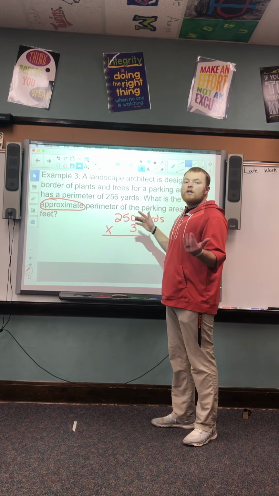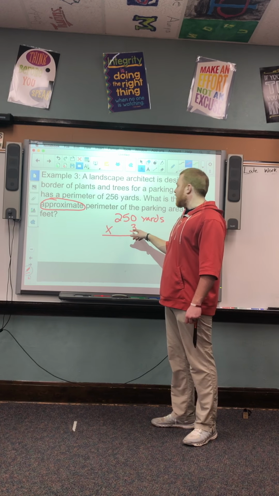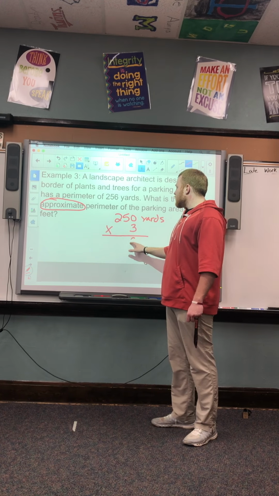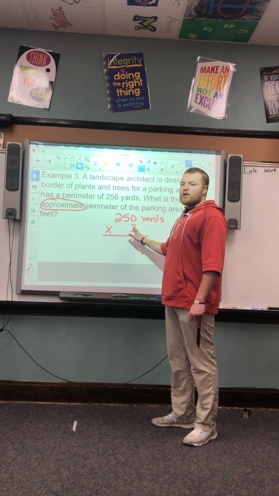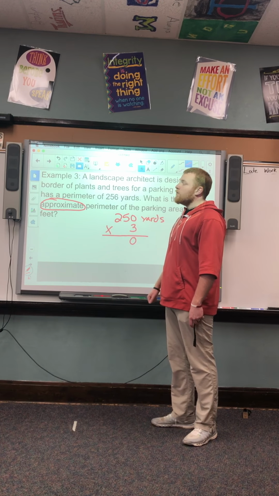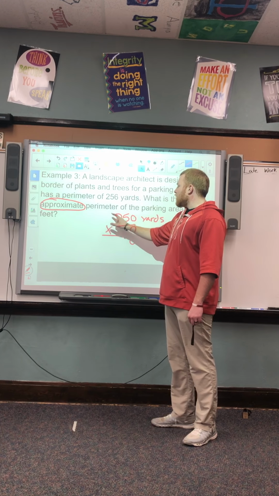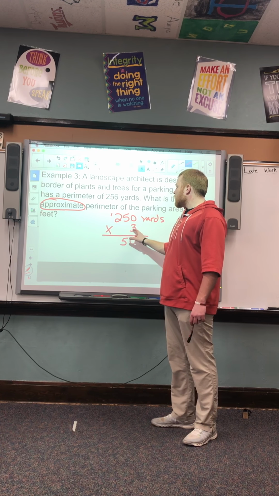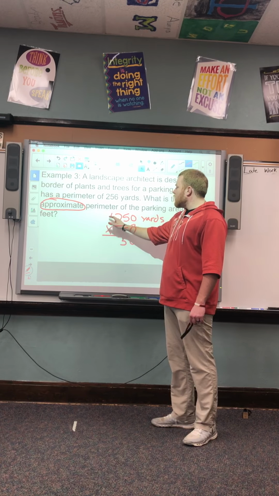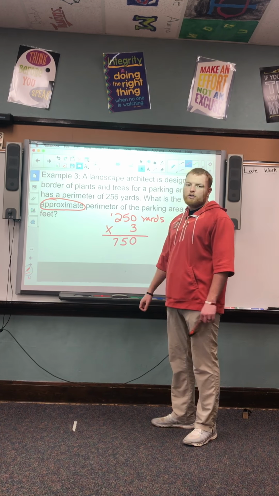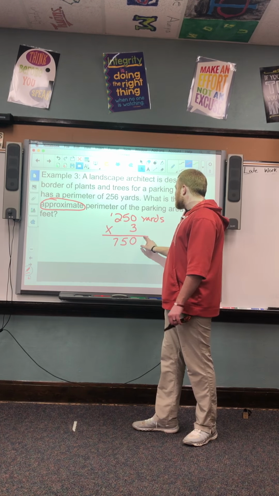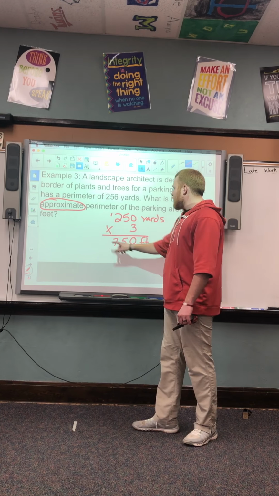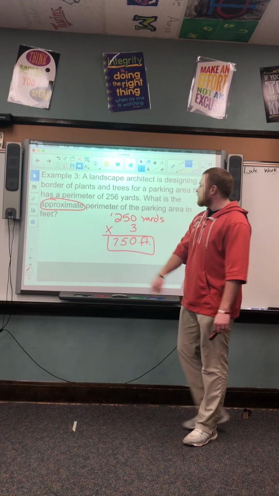Okay, and then again, start in the ones place when you're multiplying. 3 times 0 is 0. Then we go to the tens. 3 times 5 is 15. Carry the 1, bring down the 5. 3 times 2 is 6. Plus 1 is 7 in the hundreds place. So then our answer would be 750 feet.